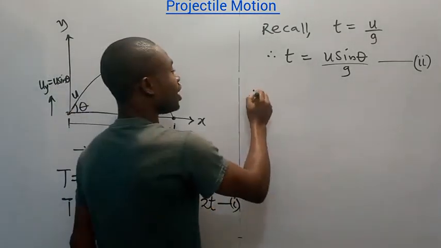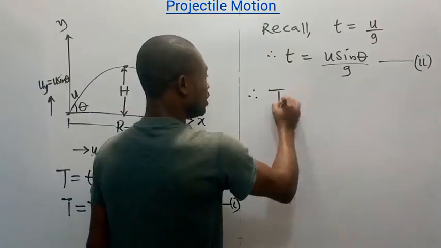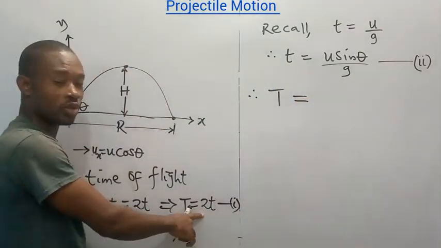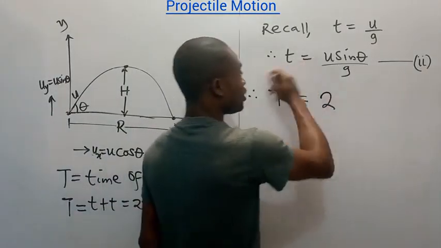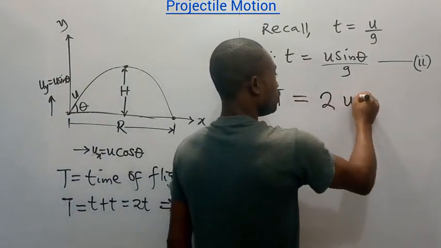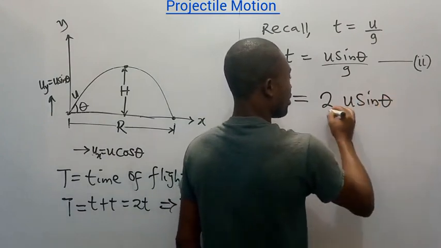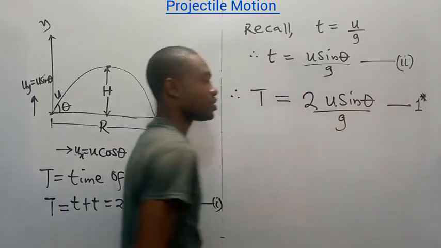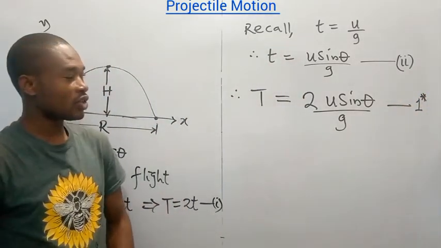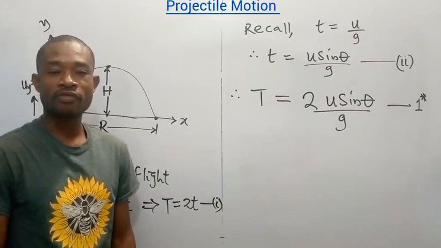We can now conclude that the time of flight, capital T, is, remember from equation I, 2 times small t. The small t is u sine theta divided by g. Let's take this as equation 1. I will asterisk it, and that is the formula for solving the time of flight.